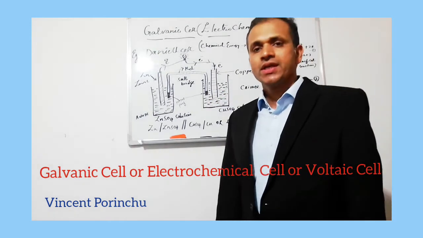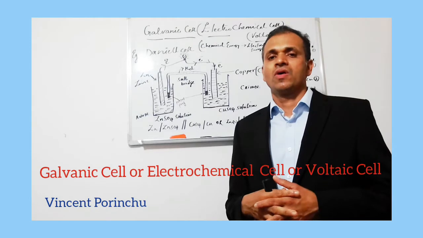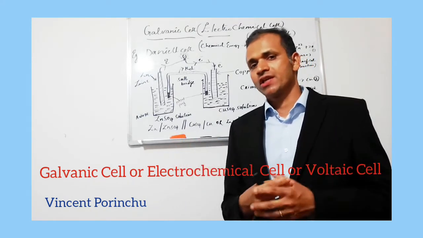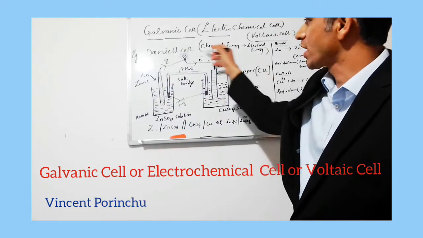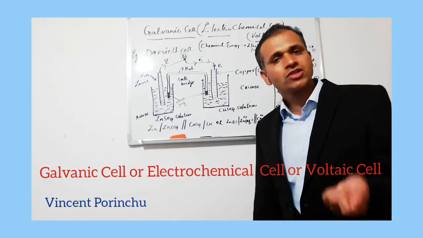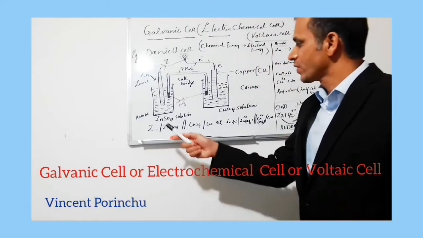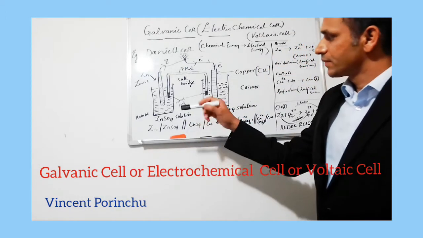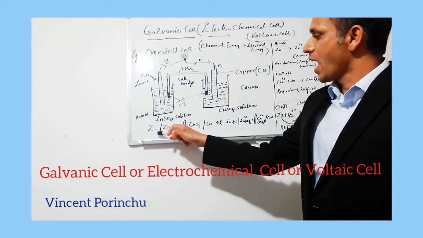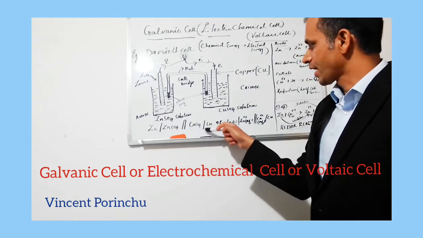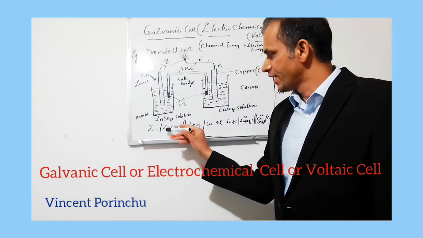Another point is how we can represent a galvanic cell or a Daniell cell in conventional form. We don't need to draw a picture like this in order to represent a galvanic cell. There is a conventional method. To represent the cell, we write the anodic part first, then the cathodic part. When we write the anodic part, we write the metal first, then the solution.